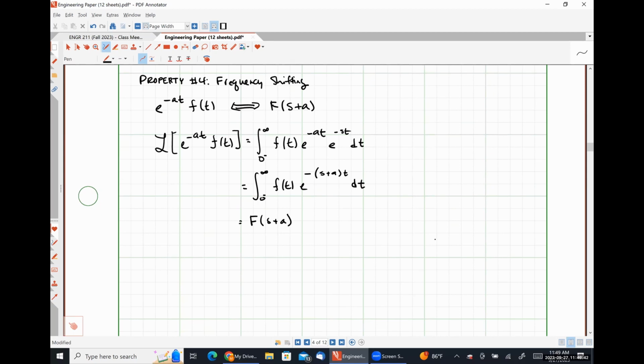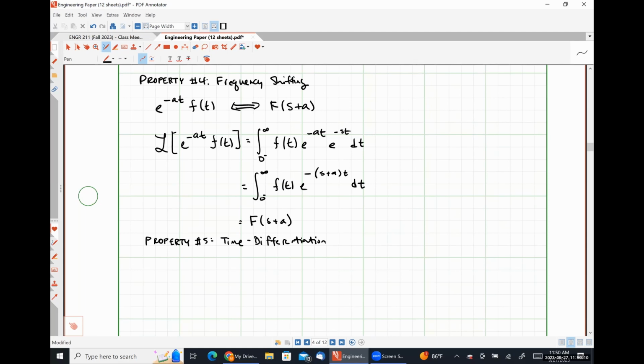Property number 5 will be time differentiation. And this is actually something that we kind of saw way back in Circuits 1. We just didn't necessarily realize it. So let me explain what I mean by that.